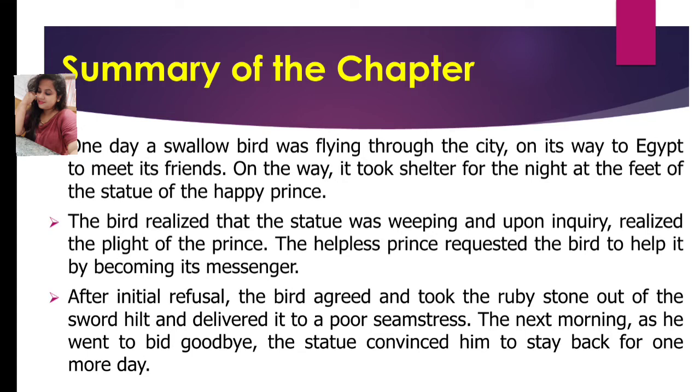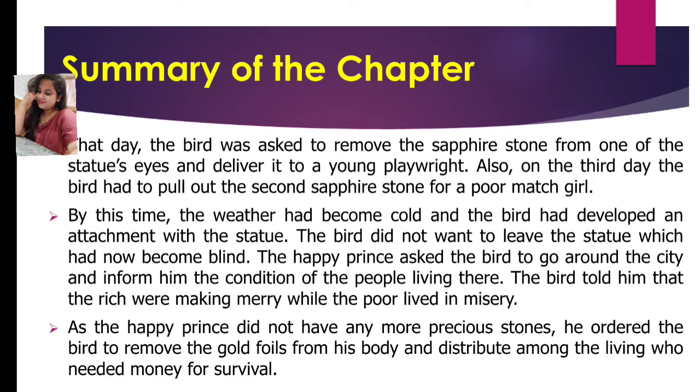The helpless prince requested the bird to help him by becoming his messenger. After initial refusal, the bird agreed and took the ruby stone out of the sword hilt and delivered it to a poor seamstress. Next morning, as he went to bid goodbye, the statue convinced him to stay back for one more day. That day, the bird was asked to remove the sapphire stone from one of the statue's eyes and deliver it to a young playwright. Also, on the third day, the bird had to pull out the second sapphire stone for a poor match girl.